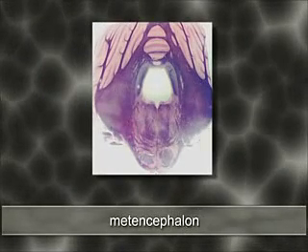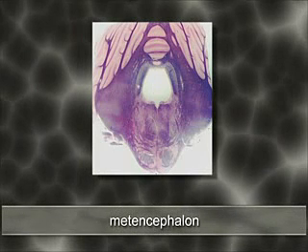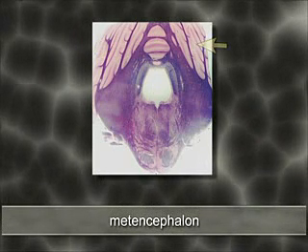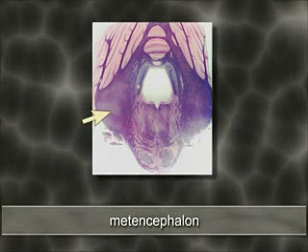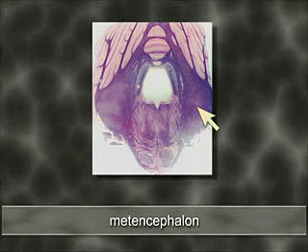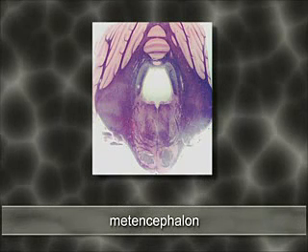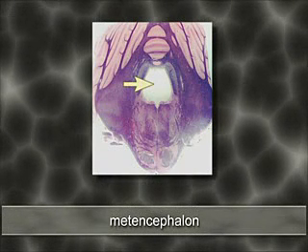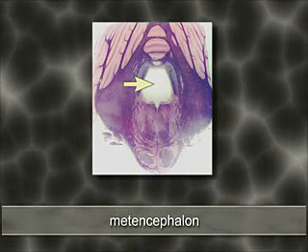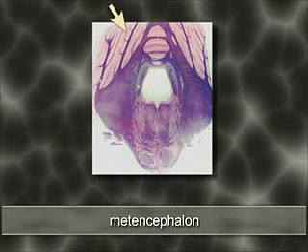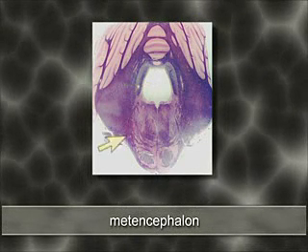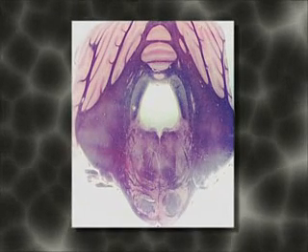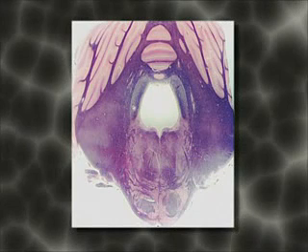This is a section through the metencephalon. Again, the pink areas are where the nuclei are located, or the neuron cell bodies. The dark areas are where the axons are located. Here is our ventricle. This is our hole in the brain again. Here's our ventricular system. This is our cerebellum up here, and this is our pons right here. And now you can see why the pons is called the bridge.